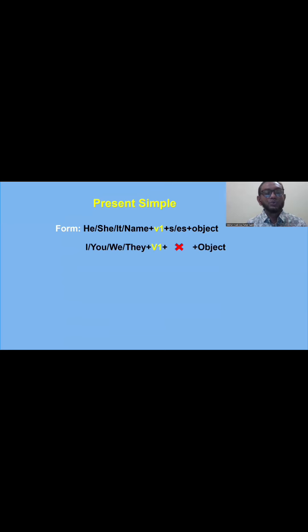I, you, we, they, verb one plus cross. That means no need to put s or es after the verb one when the subjects are I, you, we, they. Okay, very good.